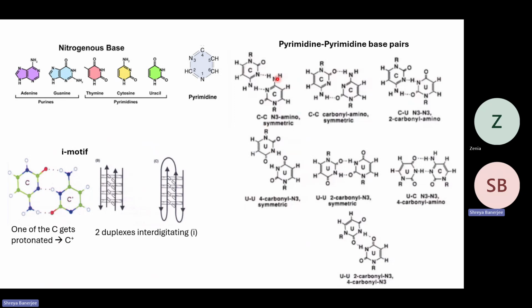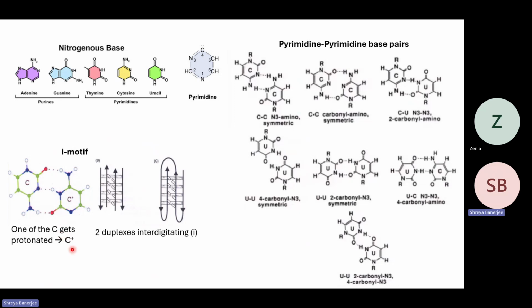You can have, so these are, CC is homopyrimidine. UU, this is also UU, this is homopyrimidine. CU or UC, these are heteropyrimidine. So like this, pyrimidine-pyrimidine base pairs can also form, and they are named similar to what we saw in the previous slide. Another is when in CC, one of the C is protonated.